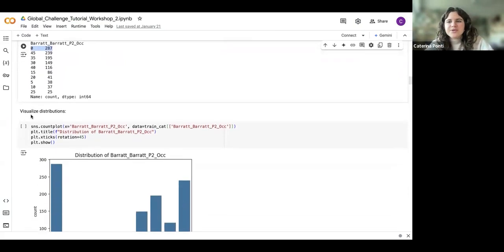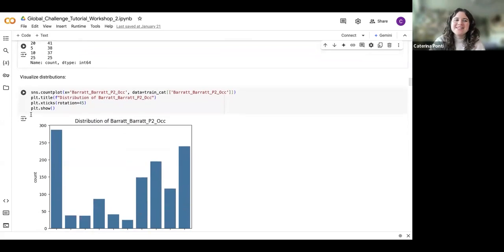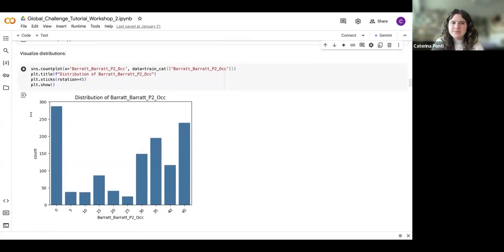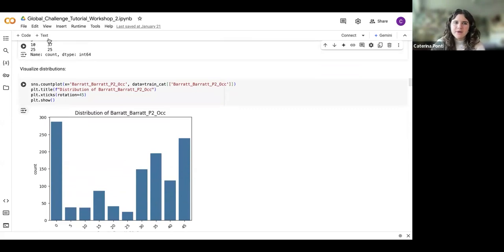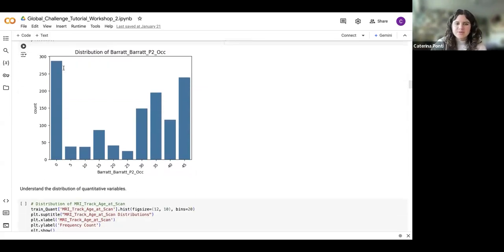Another thing you can do, of course, during exploratory data analysis is visualize distributions. So in this case, I visualize the same distribution. It's the same data as before, but in this case, I plot it as a histogram, and in the y-axis we just have the count. So you can see that again, the zero category is the most frequent.